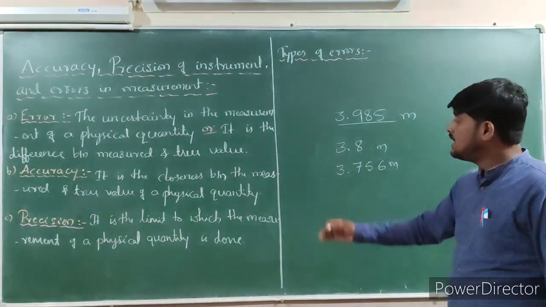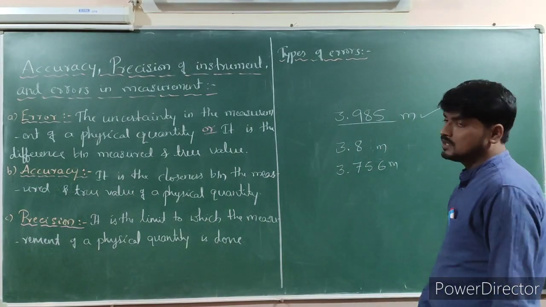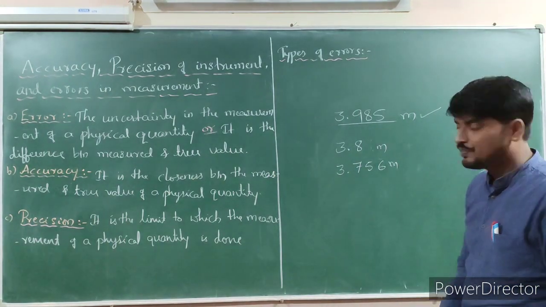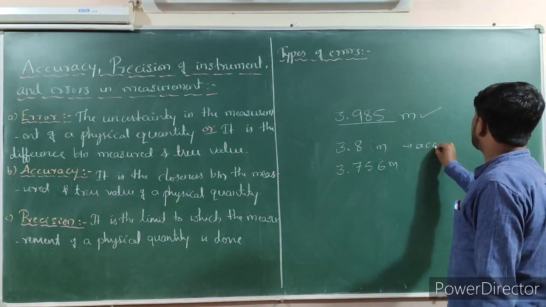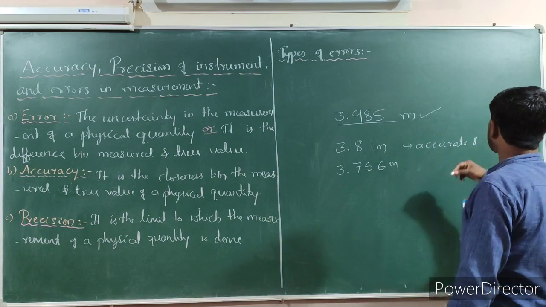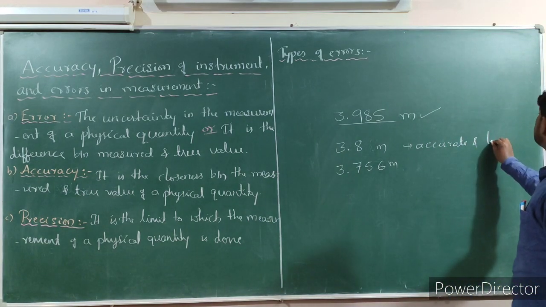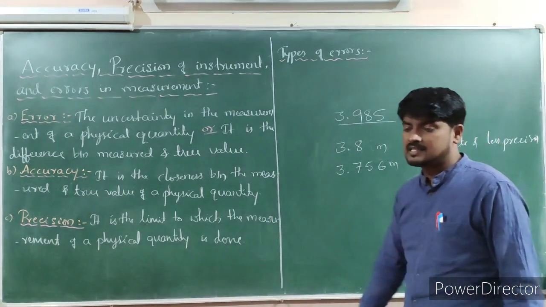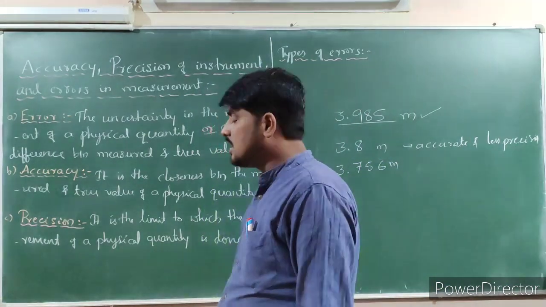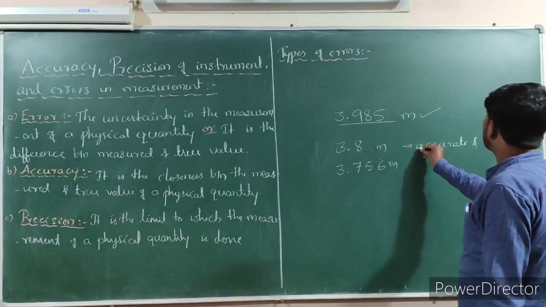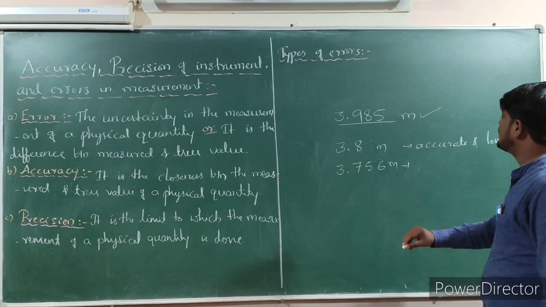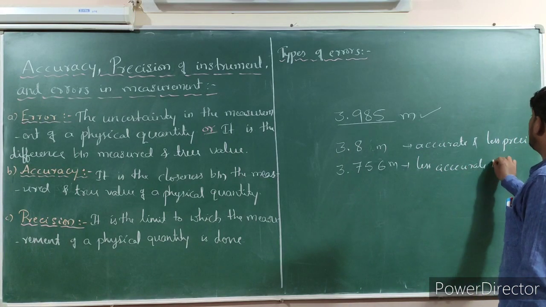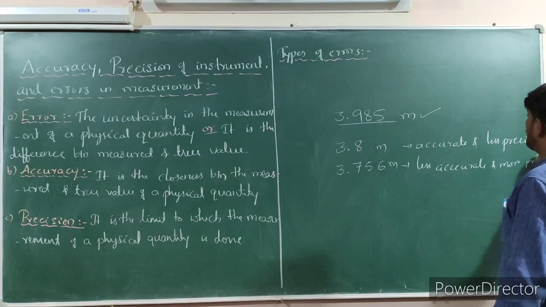Look at this. Here, this is the true value. These two are the measured values. Look at the precision now. This is a very accurate, almost accurate value, but it has less precision. This one is more accurate but less precise. If you got this one, it is less accurate but more precise, or more precision is there.